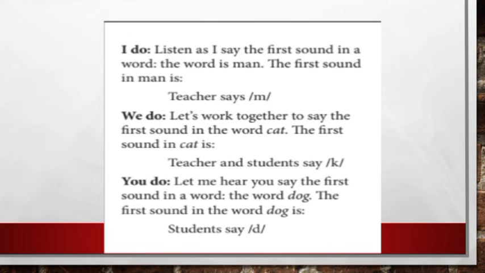Let's proceed to we do. Let's work together to say the first sound in the word cat. The first sound in cat is k. So, the teacher and students work together. And lastly, you do. Let me hear you say the first sound in the word dog. The first sound in the word dog is d. In you do, the students are the ones speaking.